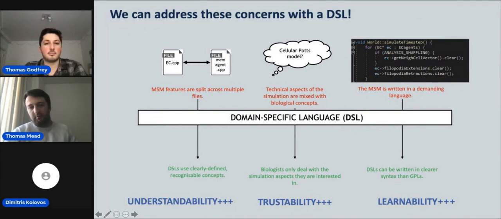So I'm just going to go through the problems one by one. With features that are split up across multiple files, you can regiment these features into clearly defined and recognizable concepts that people will understand quickly. You can restrict what a user interacts with so that they only interact with biological ideas rather than technical aspects of the simulation. And you can also write your DSL in a far clearer syntax than you would in C++. And our hope is that this impacts the understandability, trustability, and the learnability of the model all at once.